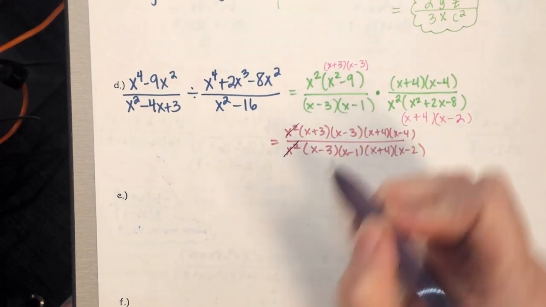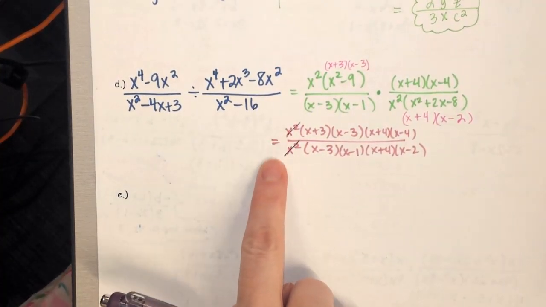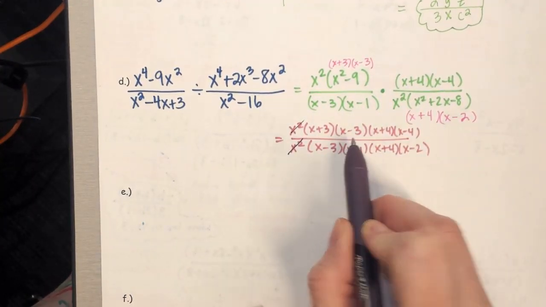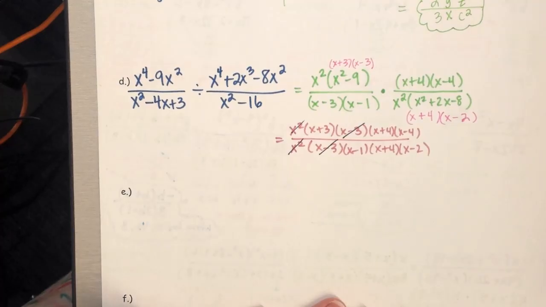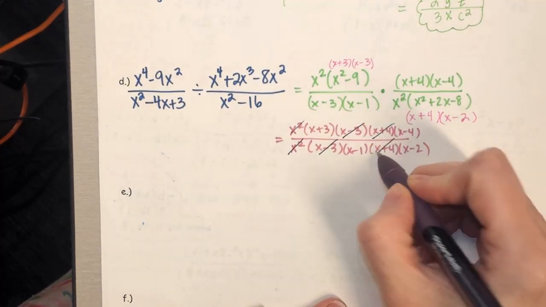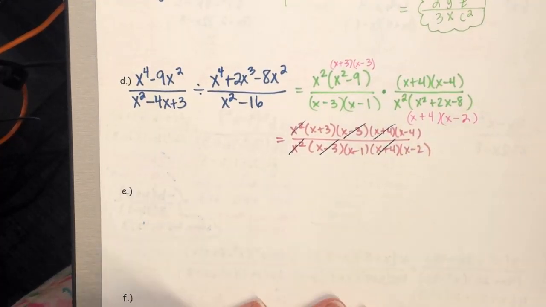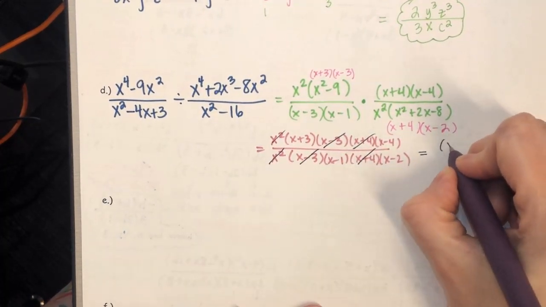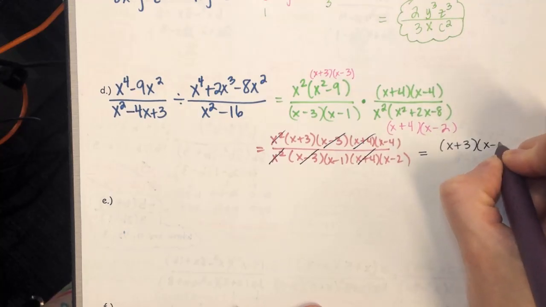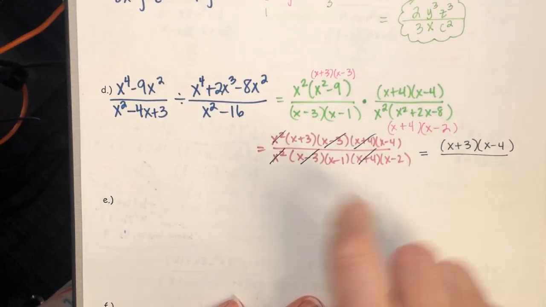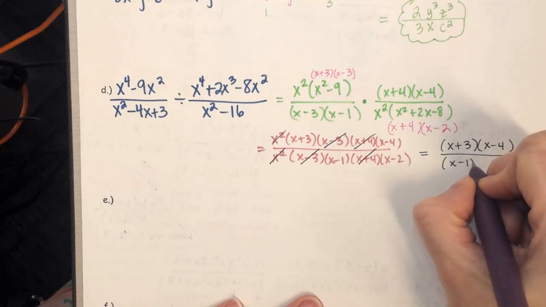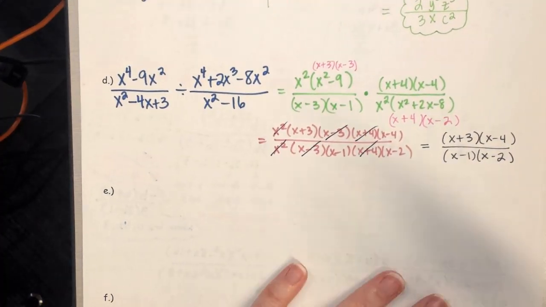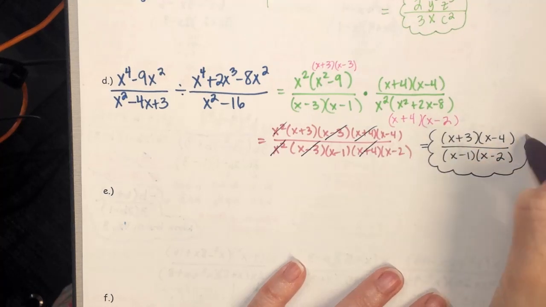So x squared cancels out with x squared. Okay, they're both multiplied, nothing added. X plus 3 doesn't cancel out with anything. X minus 3 cancels out. X plus 4 cancels with x plus 4. X minus 4 does not cancel with anything. So then what I have left in the numerator is x plus 3 times x minus 4 over, and then on the bottom I have x minus 1 times x minus 2. Remember, we're keeping these in factored form, so this is your final answer.